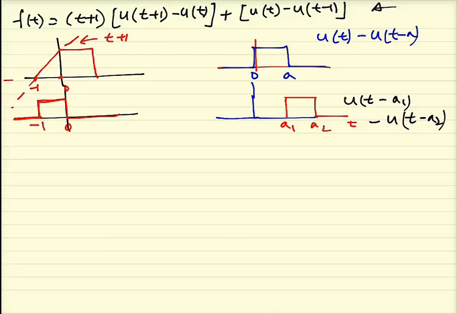Okay, so a pulse with duration starting at a1 and ending at a2, you should write that as u(t - a1) - u(t - a2). So a1 is the starting point and a2 is the end point. Similarly, if you have this pulse, the starting point is -1 and the end point is 0. So u(t - (-1)) - u(t - 0). That means this pulse is u(t + 1) - u(t).